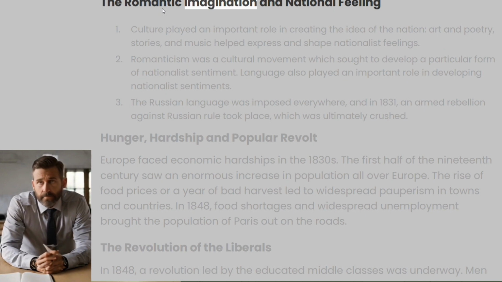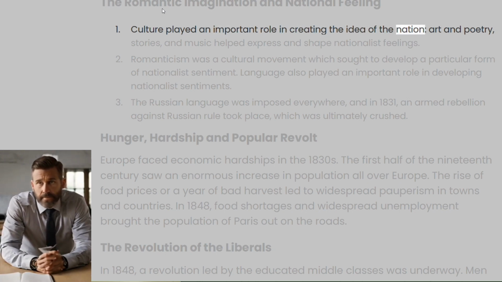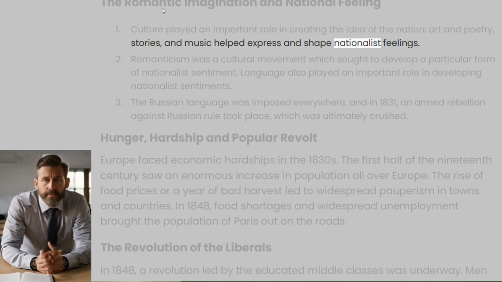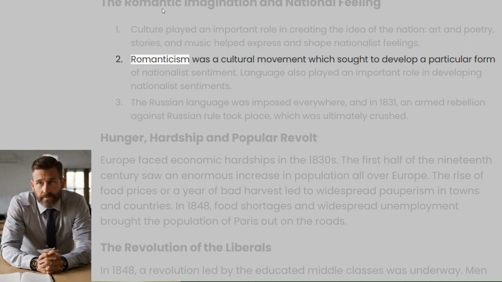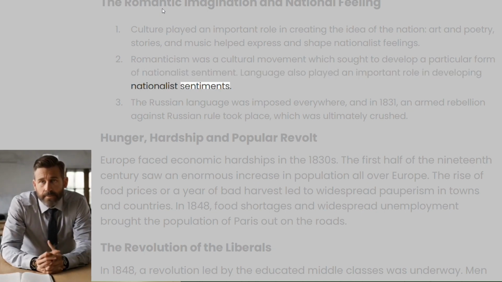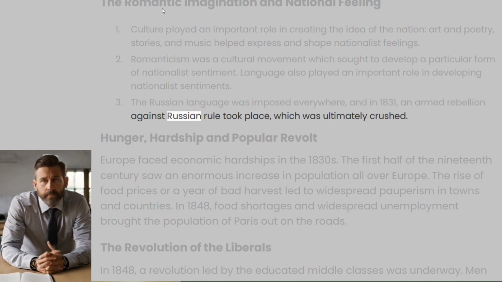The Romantic imagination and national feeling. 1. Culture played an important role in creating the idea of the nation. Art and poetry, stories, and music helped express and shape nationalist feelings. 2. Romanticism was a cultural movement which sought to develop a particular form of nationalist sentiment. Language also played an important role in developing nationalist sentiments. 3. The Russian language was imposed everywhere, and in 1831, an armed rebellion against Russian rule took place, which was ultimately crushed.